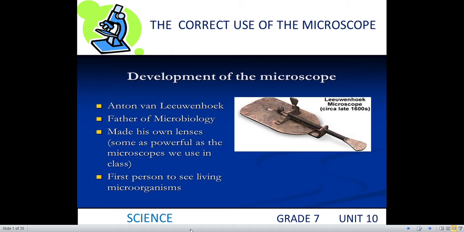The reason is that a world not seen from a naked eye was revealed by this instrument. Anton van Leeuwenhoek, father of microbiology, made his own lenses, some as powerful as the microscopes we use in class. First person to see living microorganisms. In this picture, I have shown you a picture of the microscope made by Anton van Leeuwenhoek.